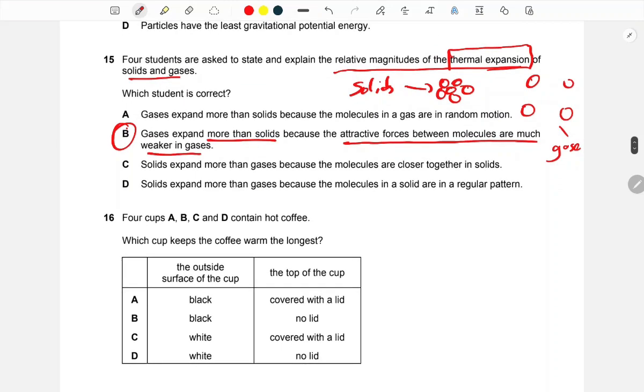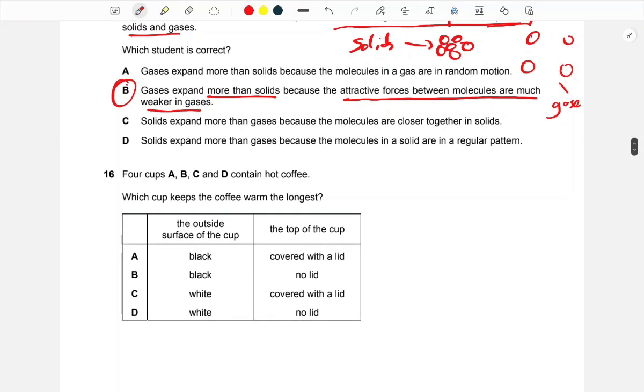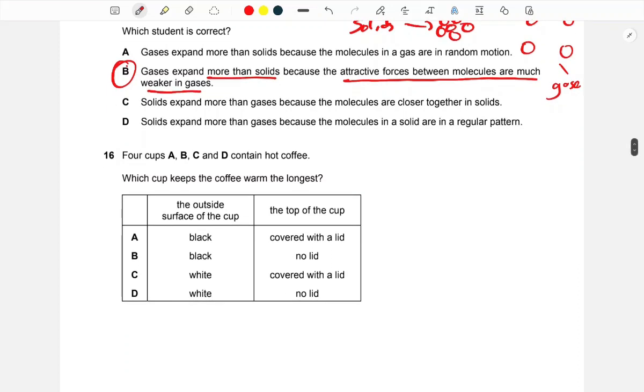Number 16. Four cups, A, B, C, and D, contain hot coffee. Which cup keeps the coffee warm the longest? This question is probably about thermal emission and thermal radiation.